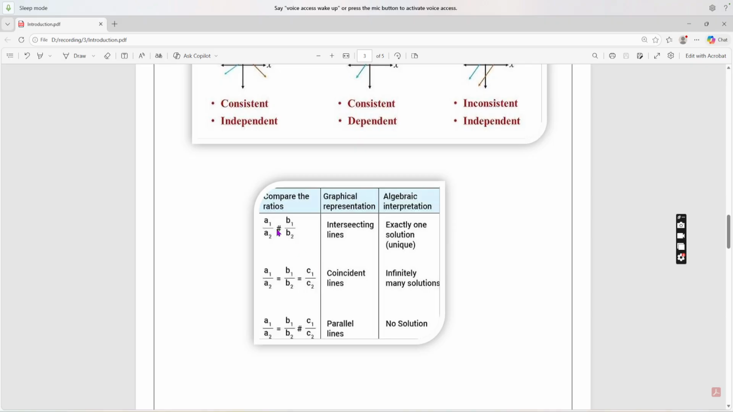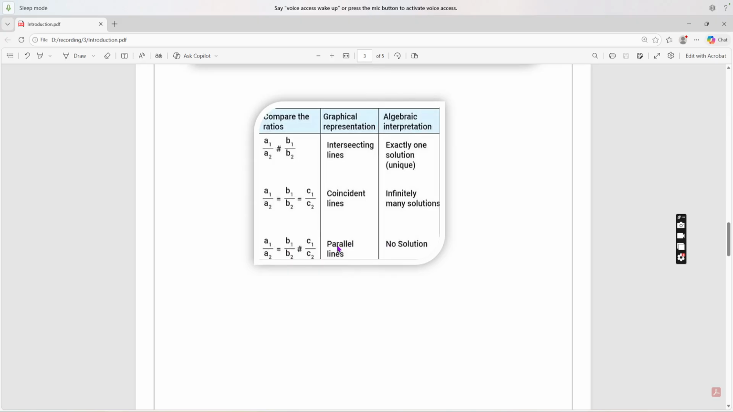Now one more time, we are going to make a quick recap. If A1 upon A2 is not equal to B1 upon B2, then the lines are intersecting and they have exactly one solution or unique solution. If A1 upon A2 is equal to B1 upon B2 is equal to C1 upon C2, then the lines are coincident and they have infinitely many solutions, and we can say the lines are overlapping. If A1 upon A2 is equal to B1 upon B2 is not equal to C1 upon C2, then the lines would be parallel and we get no solutions because they meet at no place. No common point of intersection would be there.